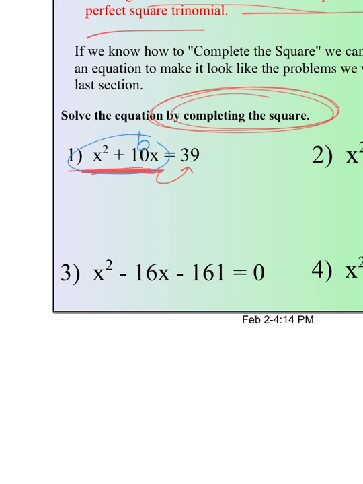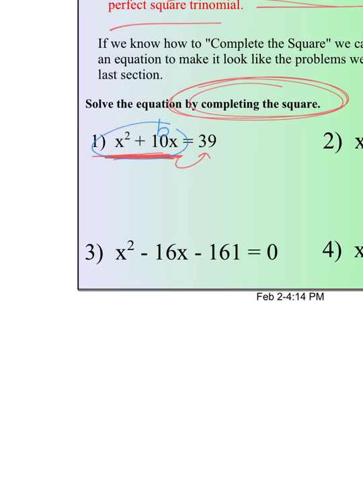This is like my b, because it's the term that has just x in it. If I divide that by 2 and I square it, and again, that will work right now for these problems. In the future, we'll find out there's a little more to it. B divided by 2 squared, that'd be 25. So here's what I need to do to use completing the square. I'm going to add 25 to both sides. Add it just like we always have done. We draw our line, add 25 to this side, add 25 to that side.